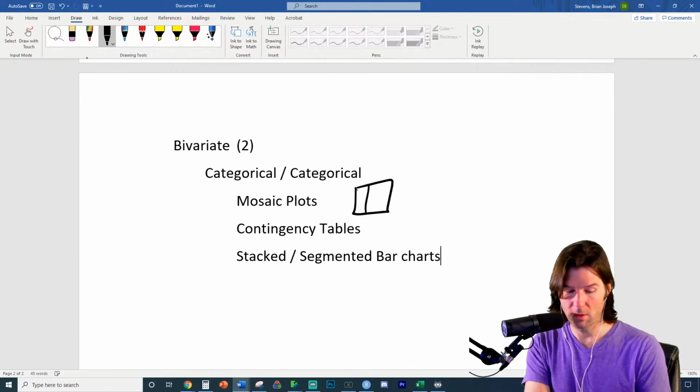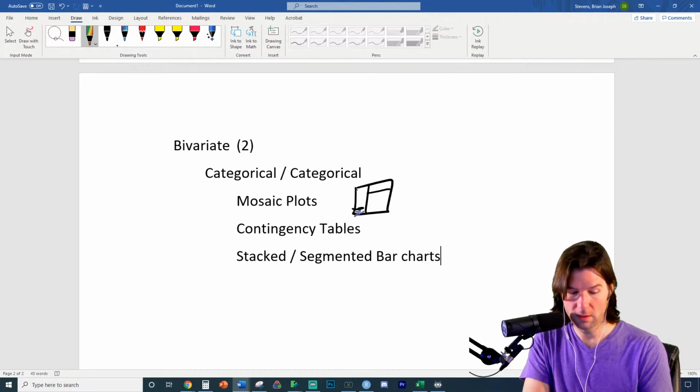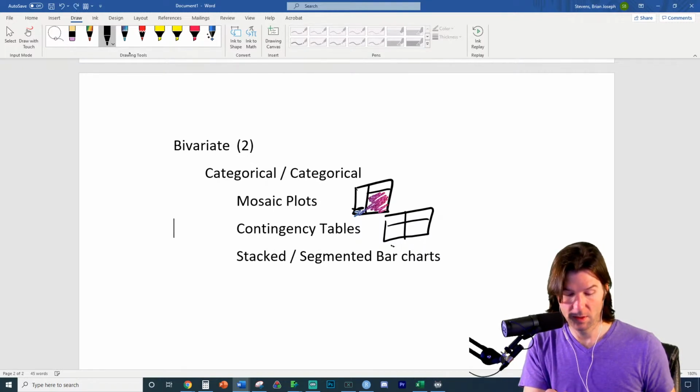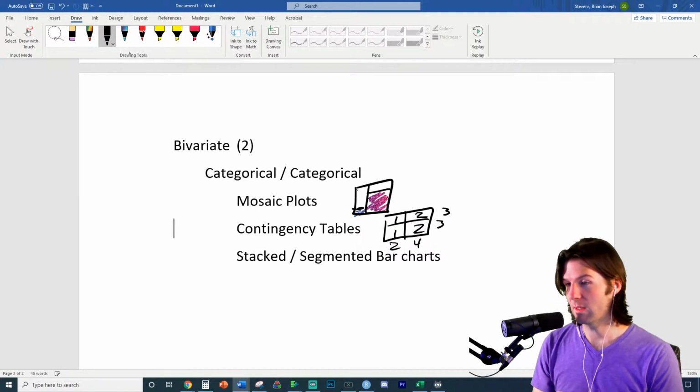Mosaic plots are the plots that look like this. And I've got whole videos going over these. Contingency tables show you the numbers inside of it. They've got the counts on the outside too. They've just got numbers. So let's put some numbers. They'd have like 2, 4, and then this could be 3 and 3. So this would be like 1, 1, and this would be 2, 2. So that's a contingency table right there.